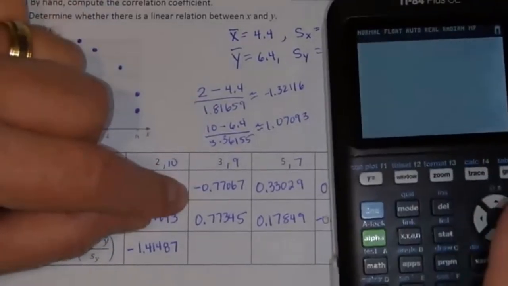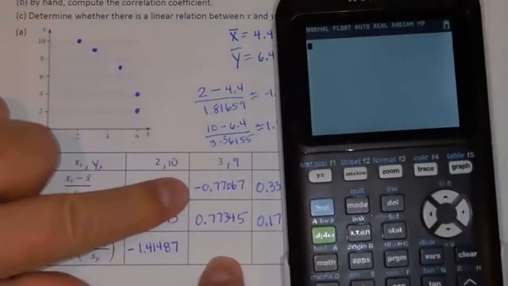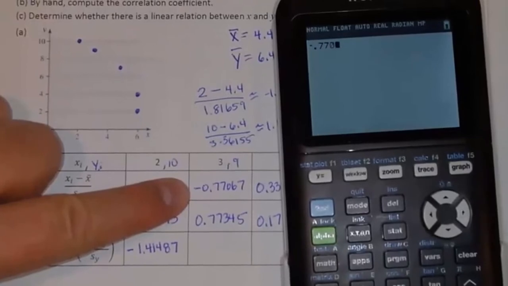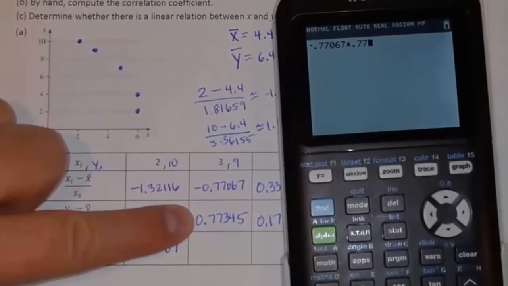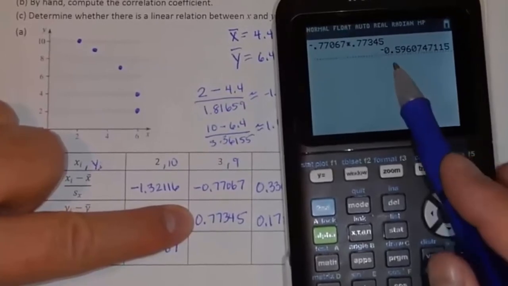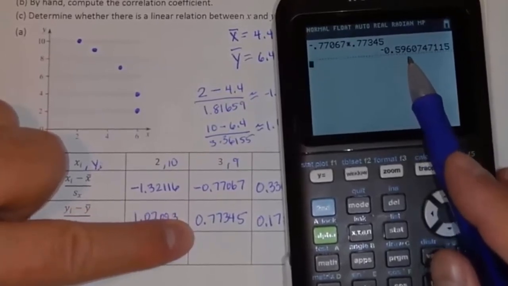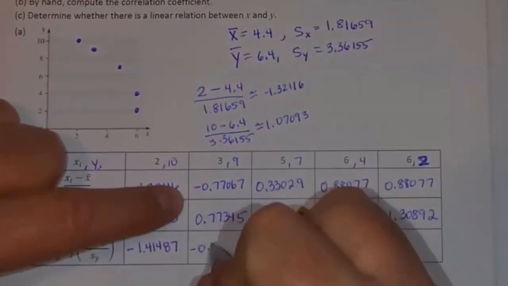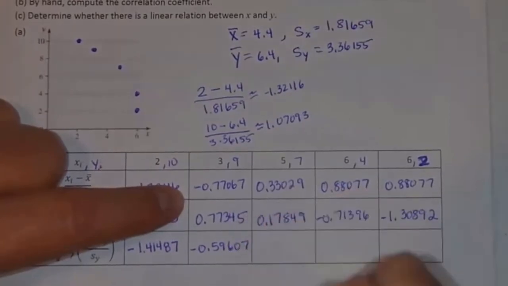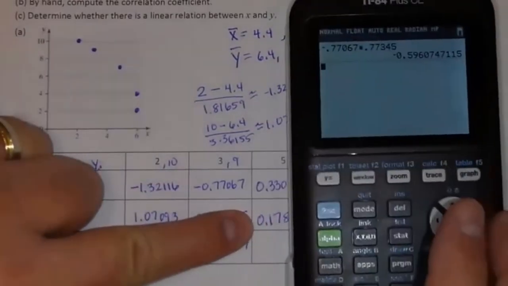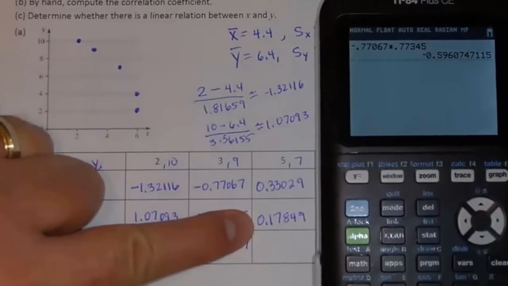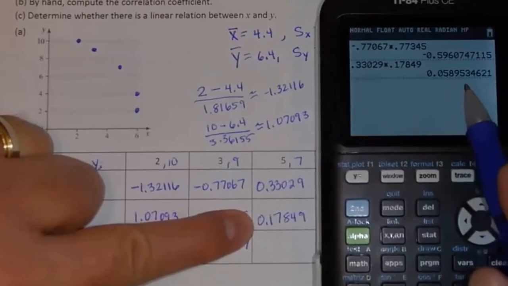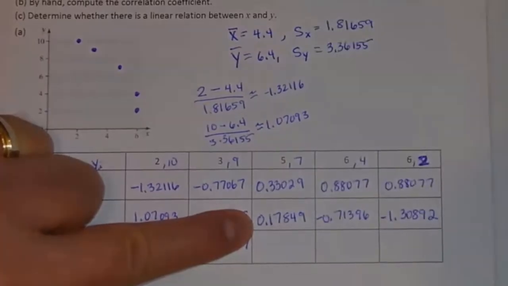So for the 3, the product's going to be negative 0.77067 times positive 0.77345. And so that would be negative 0.59607 if I round to 5 places. Next, 0.33029 times 0.17849. So that is 0.05895 if I round to 5 places.